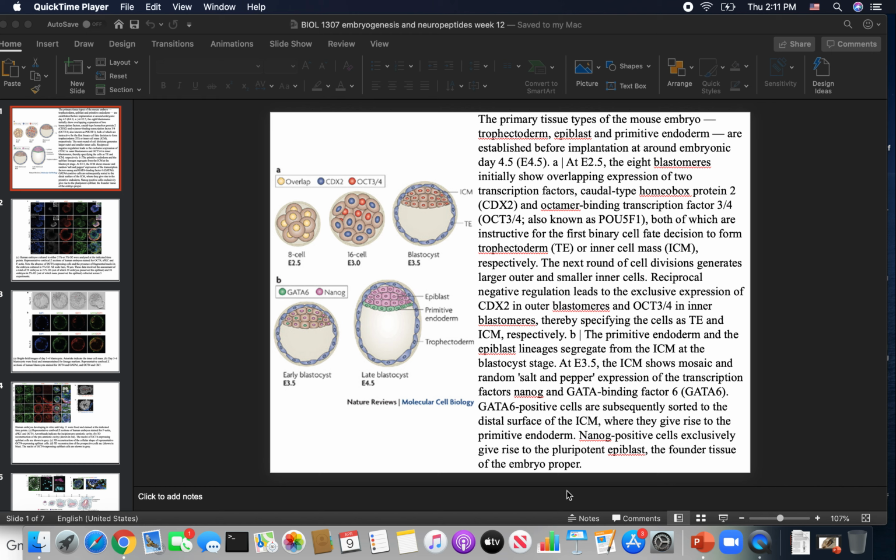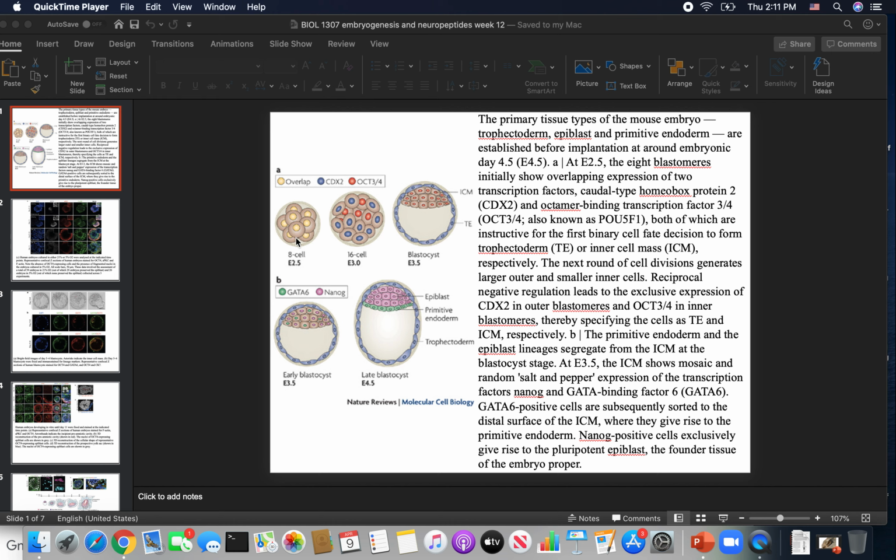So the primary tissues of any kind of embryo, mouse or human, any kind of mammalian embryo anyway, are going to be the Trophectoderm and Epiblast and the primitive endoderm. And they're all going to be established by day 4.5 in a mouse. And I think it's a little later in humans. Anyway, this is the way that it works. So you're going to start out with one cell, and that's going to divide to make 2, it's going to divide to make 4, and it's going to divide to make 8. All right, and at this point, all 8 of those cells will actually be equivalent.